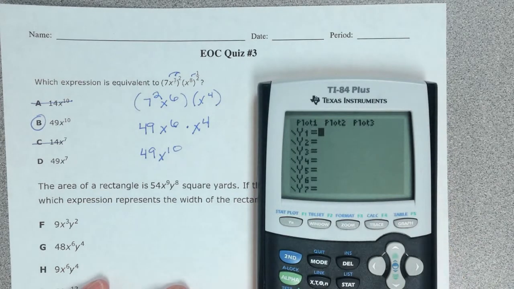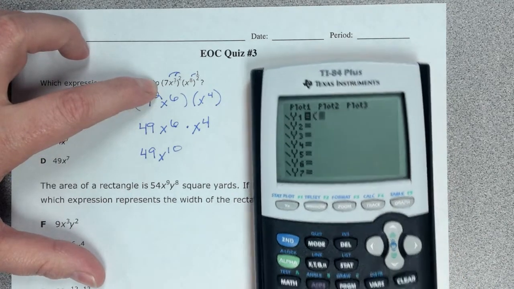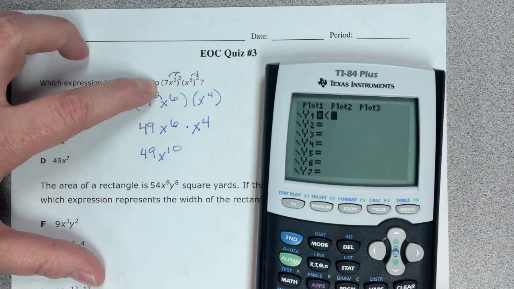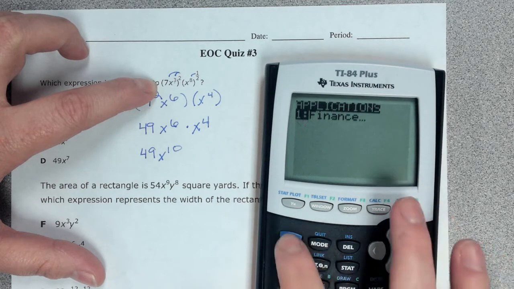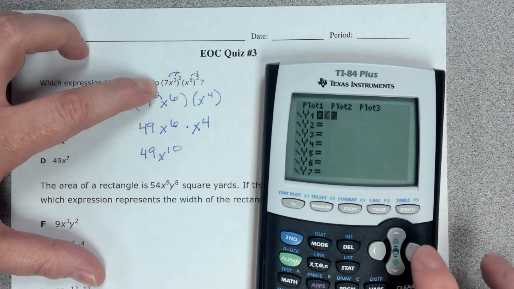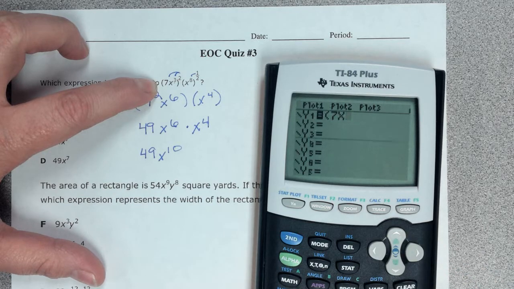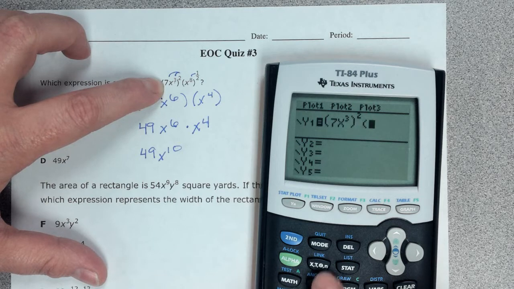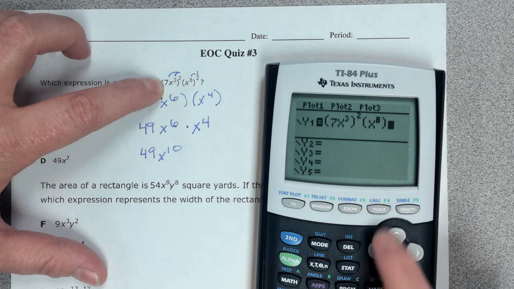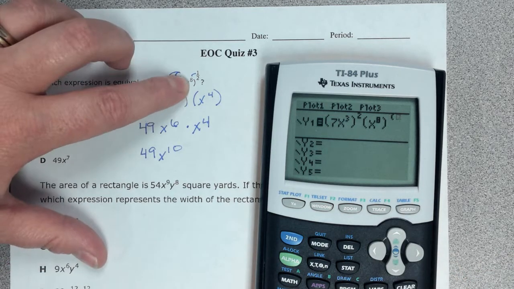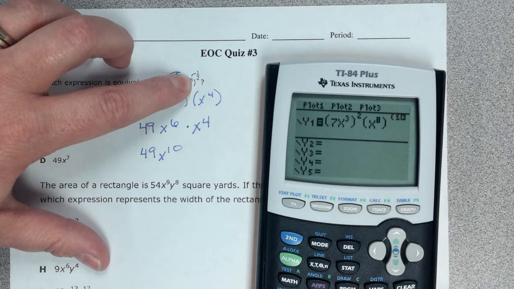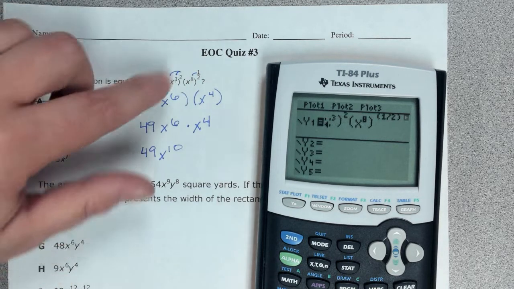Now let's work in our calculator. And we're going to type this into Y1. This is how we check it. And you're going to have to do parentheses and all sorts of things. 7x raised to the 3rd power. Make sure you hit that arrow to come back down out of the exponent. Raised to the 2nd power. Parentheses, x raised to the 8th. And again, make sure you come out of that exponent. Close parentheses, raised to the. Now, guys, when you have a fraction up in that exponent, please put it in parentheses. So that is in Y1.